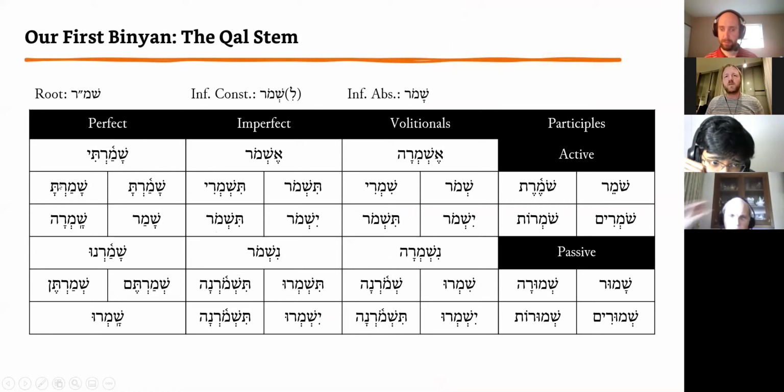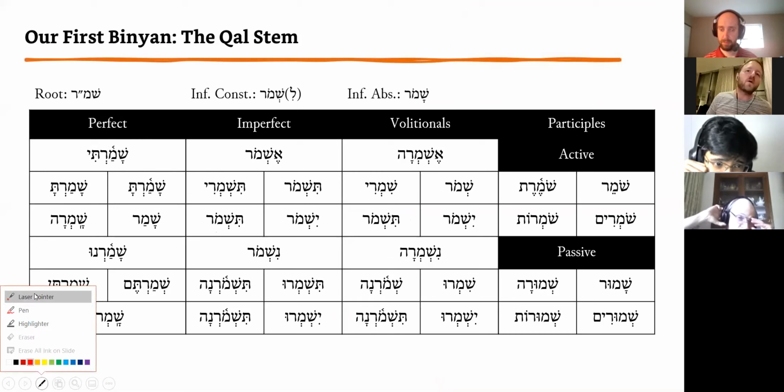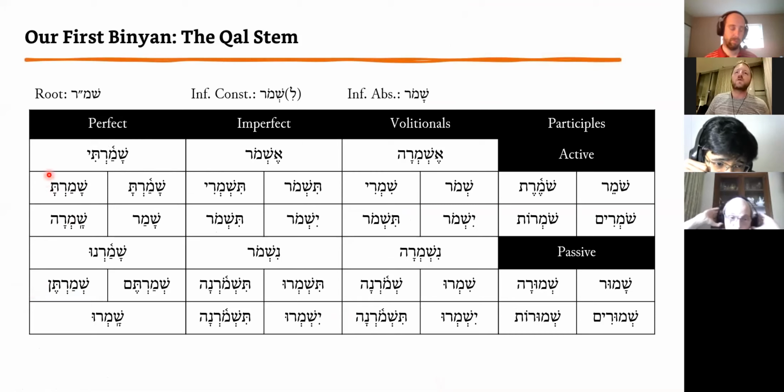Again, I didn't fix that mistake. Let me pull up the red laser pointer. So this should be Shamart. I think I said that last week. Messed that up. Shamar, Shamra, Shamarnu, and etc., with the tem, ten, and u endings. The imperfect, the prefix tense, with the eshmor, tishmor, tishmeri.